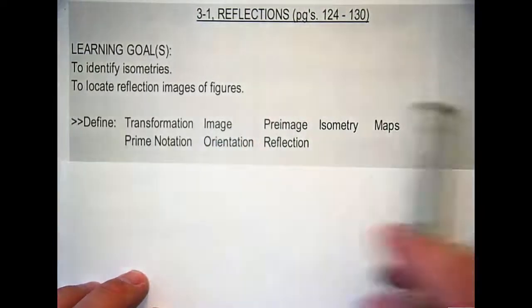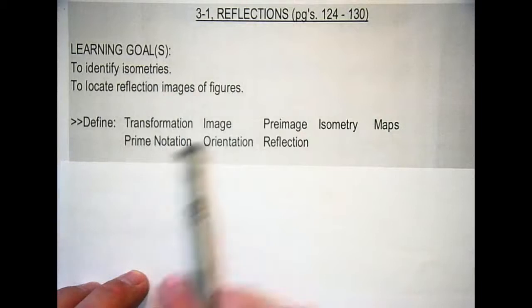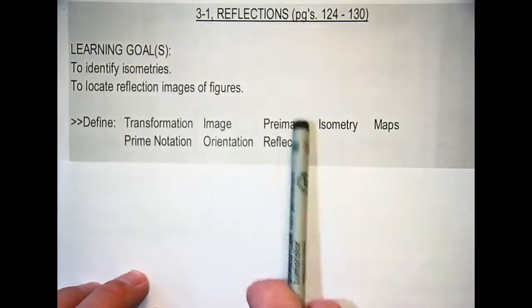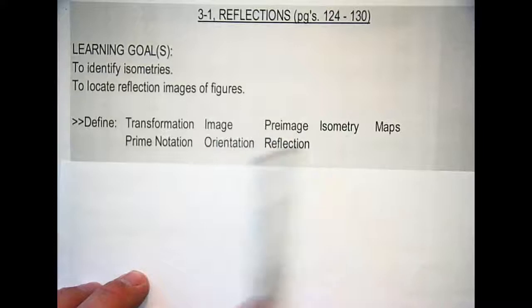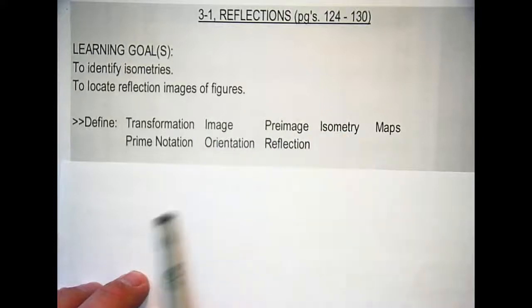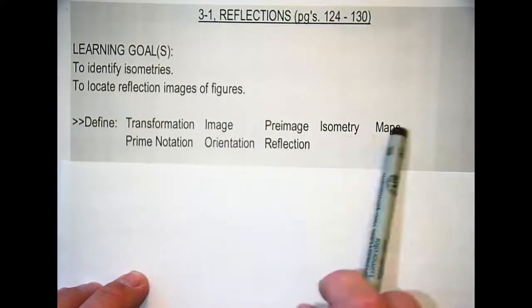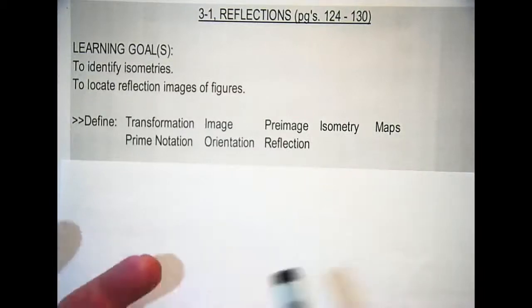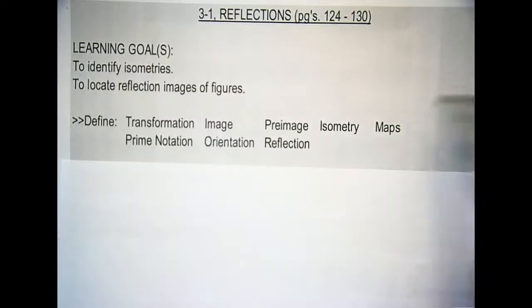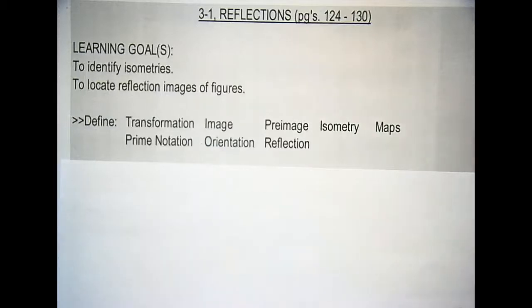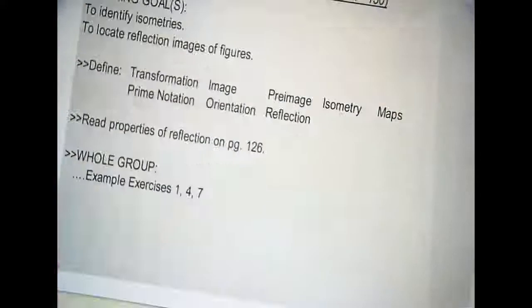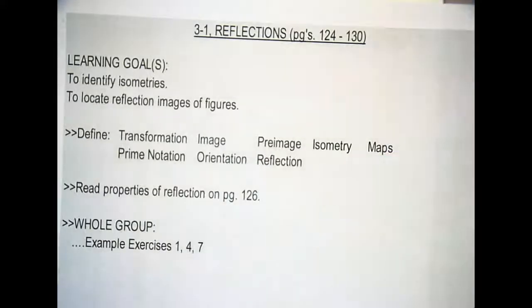Okay? So we have our transformations, we have our image, which is our item that we transformed, our pre-image, which is our original, our isometry, meaning they stay the same. Something that maps onto another thing moves, or it's like if you were to cut it out, you would be able to set it on top of that item. And we'll show that here in a minute. Prime notation we'll show in a minute, and orientation. Okay, and then we'll demonstrate a lot of reflections today. So let's talk a little about orientation.